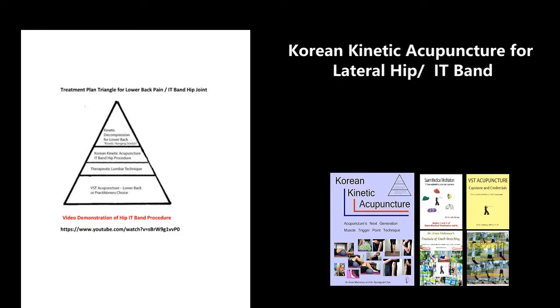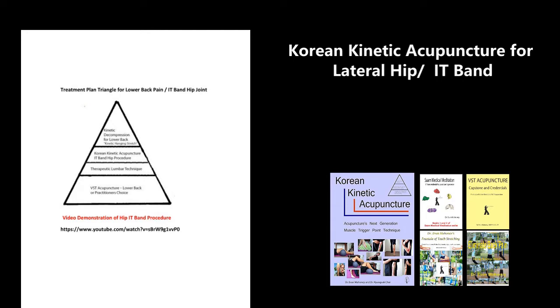This is the Korean kinetic acupuncture treatment for the lateral side hip, the iliotibial band, also known as the IT band, the tensor fascia latae muscles. So I'm starting here with the treatment plan triangle because before we do the kinetic procedure, we can do VST acupuncture across the lower back or practitioner's choice. So with the hip, very seldom is just the hip isolated unto itself. So there's usually a very comprehensive back treatment involved with this.